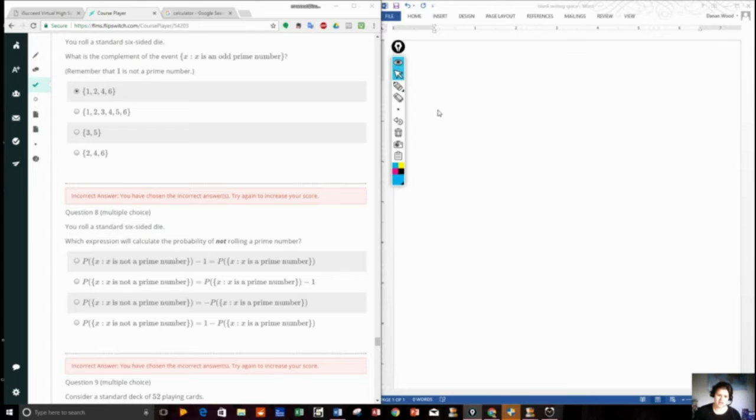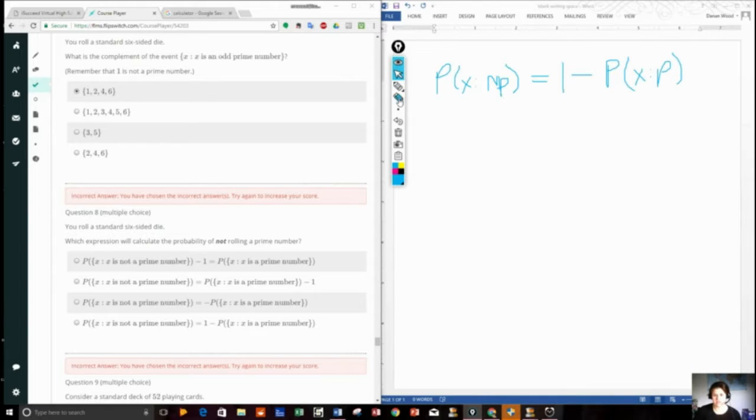Okay, question 8. You roll a standard 6-sided die. Which expression will calculate the probability of not rolling a prime number? So we want the probability that x is not a prime, and I'm shorthanding it. That's going to equal 1 minus the probability. Well, what's the complement of not being a prime? It's being prime.